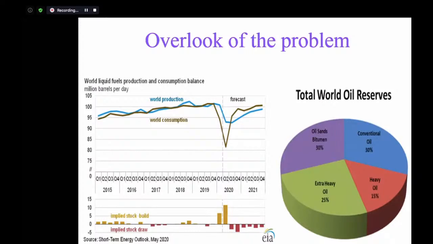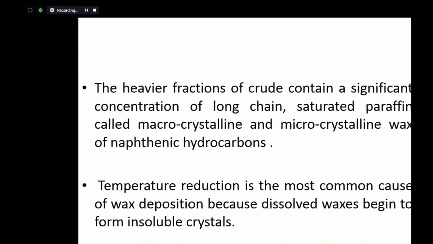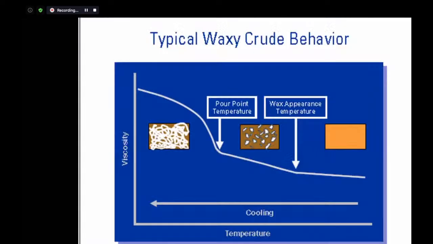So we have another question from Anupam Shaha, one of our students. He's saying that you are showing a graph of waxy crude oil related with temperature. Please explain the phase transition which occurs here.